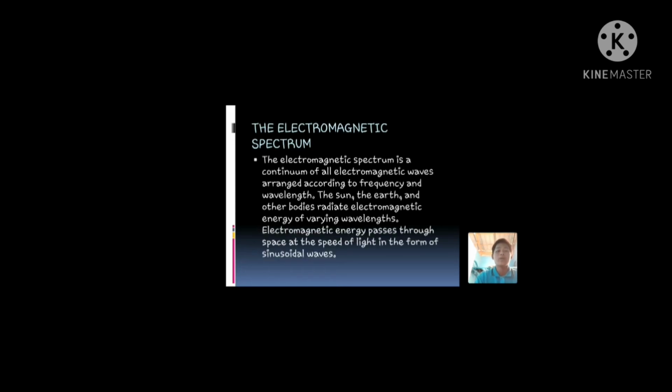The electromagnetic spectrum. The electromagnetic spectrum is a continuum of all electromagnetic waves arranged according to frequency and wavelength. The sun, the earth, and other bodies radiate electromagnetic energy of varying wavelength. Electromagnetic energy passes through space at the speed of light in the form of sinusoidal waves.